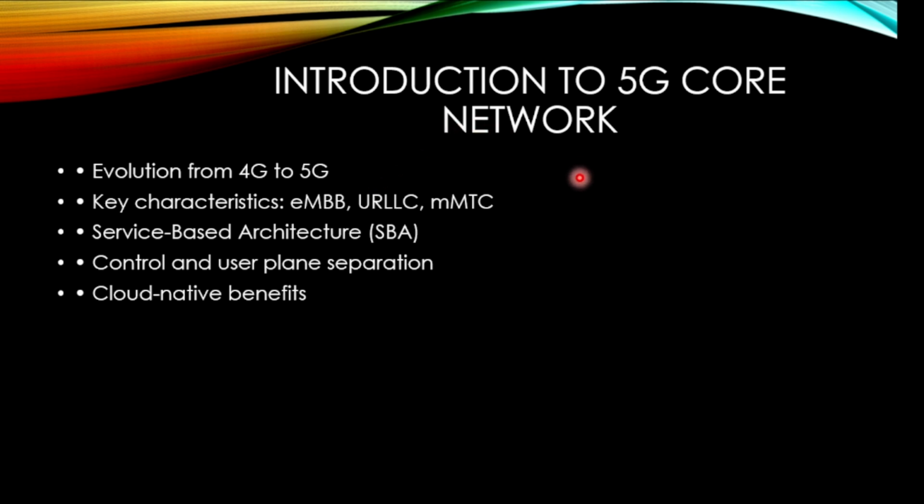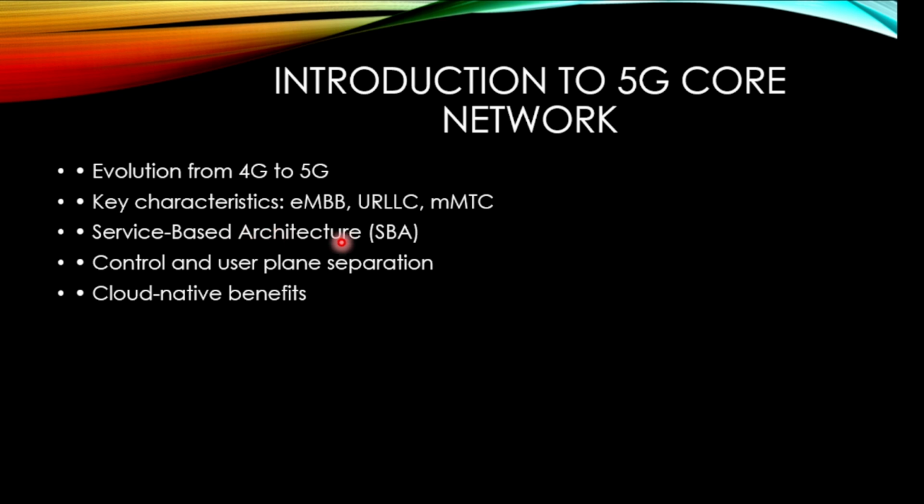And mMTC, or massive machine-type communications, meaning that you can fit 1,000 user equipments, which can include IoT or mobile devices, per square meter, and it can still cover all these communications. It still has the capacity to cover all of these devices and allows them to communicate.